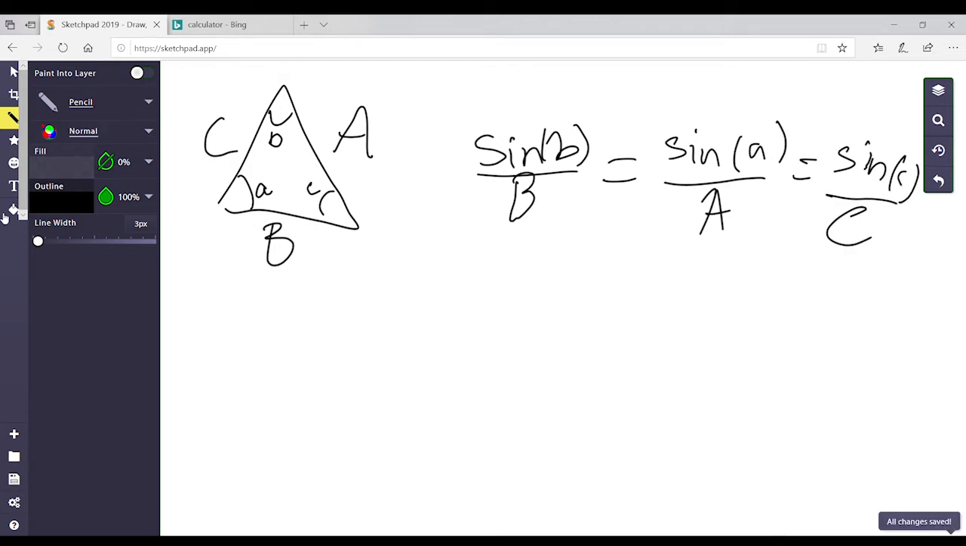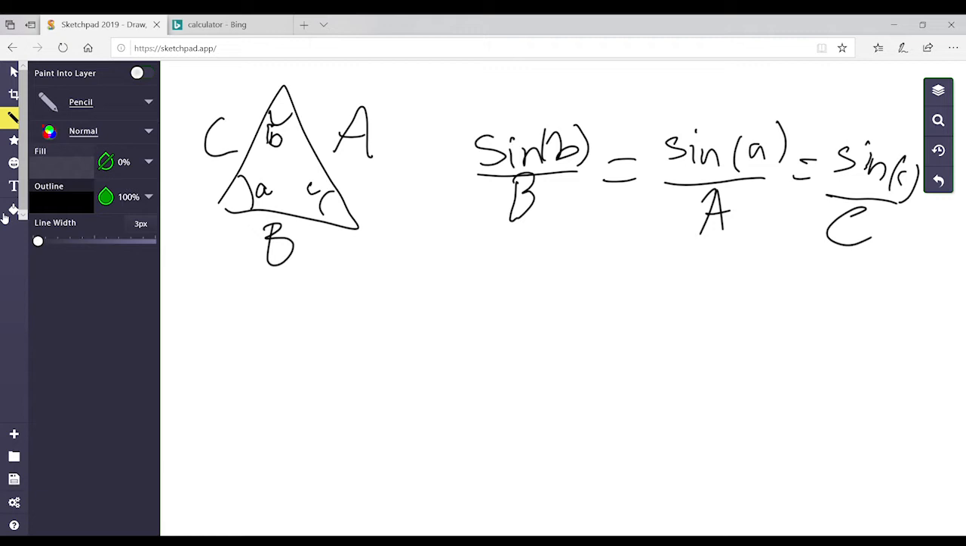So it's basically just saying sine of all of these angles divided by the sides that they're across from will be equal to the sine of any other angle divided by the side that it's across from. So let's move on to the cosine law. If you want to know why the sine law works, again, you can just go to Khan Academy. They have a great video on that.